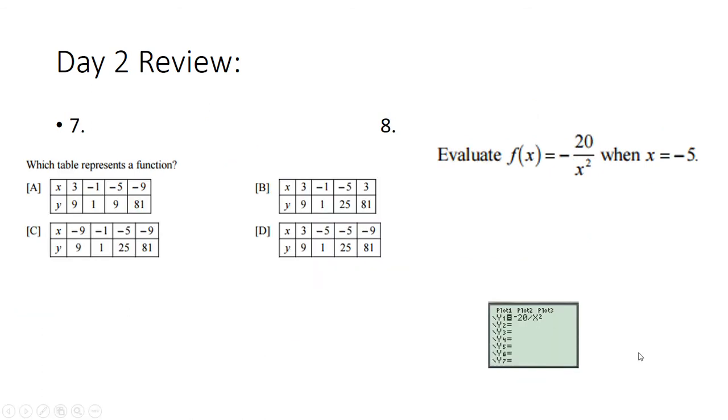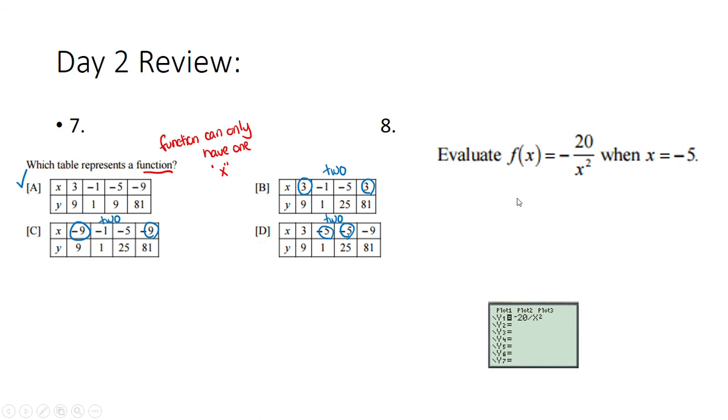All right, number 7. Number 7, we're talking about a function again. And we have to remember that a function means x can't repeat. We can only have one x. So if you look at each one of these answer choices, there's only one of them that has only one x. And that would be A, because B has 3 twice for x's, C has -9 twice for x, and D has -5 twice for x.